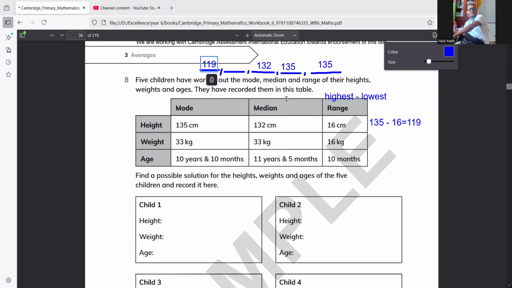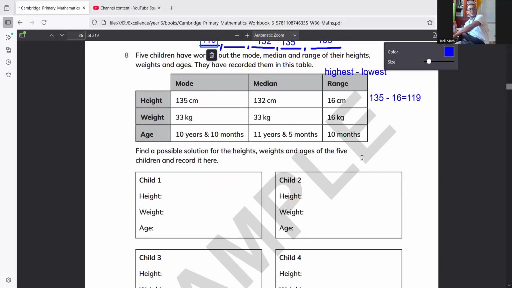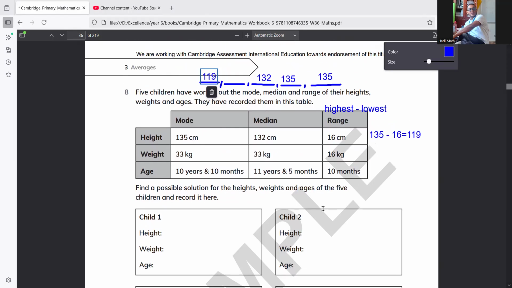Then the second one is any number bigger than 119 and less than 132. Why? Because the mode is 135, we cannot repeat any other number twice. That is why we need one number to be between 119 and 135. Choose any number that you want, but it should be between them. So you go here, the height, you say the child number one is 119 centimeter.